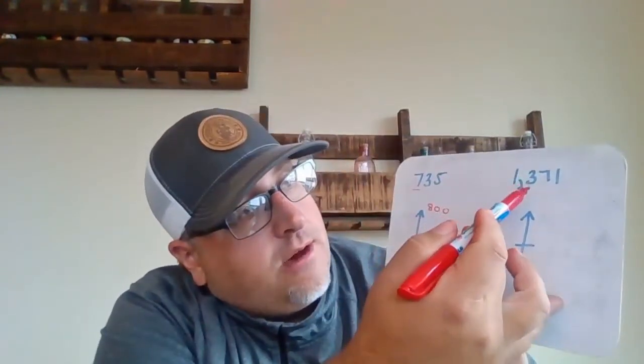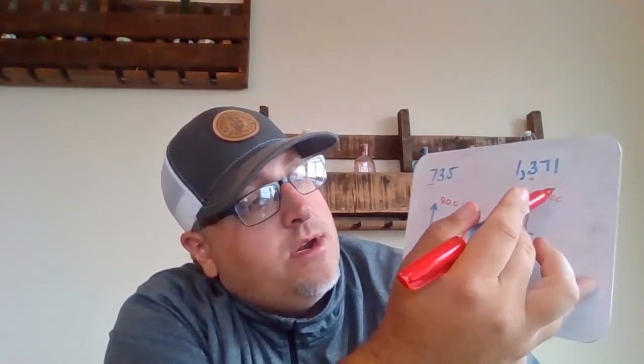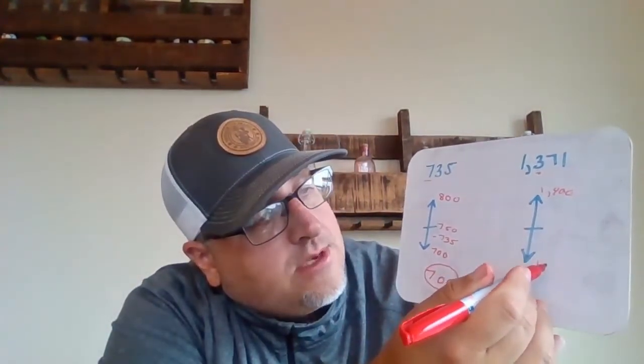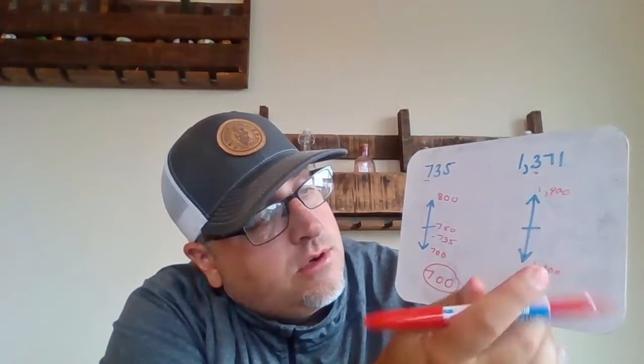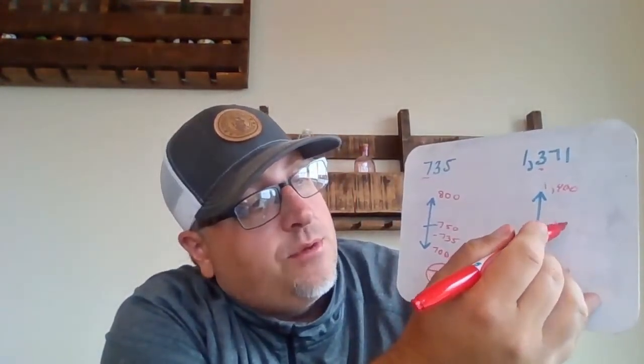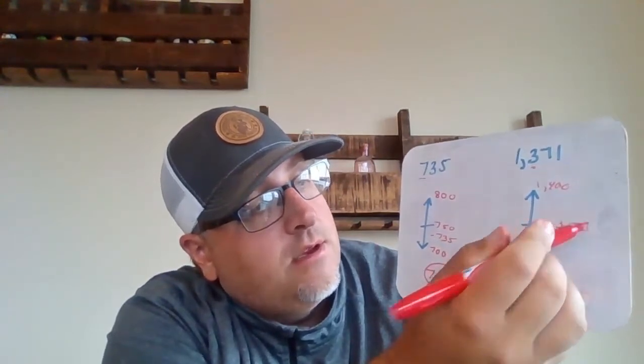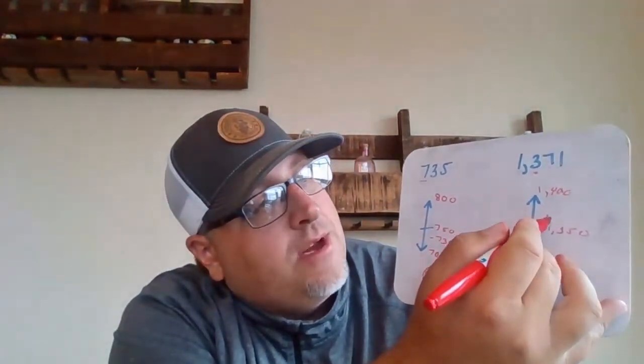So we got 1,371. We're going to look right here, okay? That's going to tell us, do we want to round up to 1,400, or do we want to round down to 1,300? Let's take a look at our midpoint. Our midpoint is going to be 1,350. Okay? And if we're going to place that 1,371, we are going to place it, I'd say, right about here.